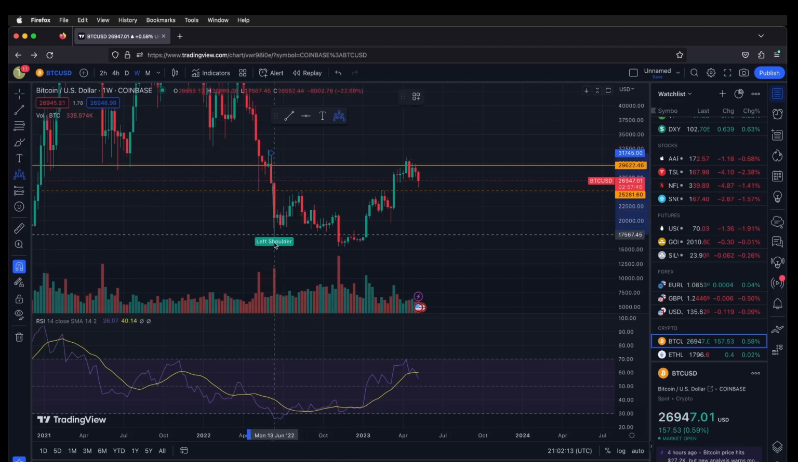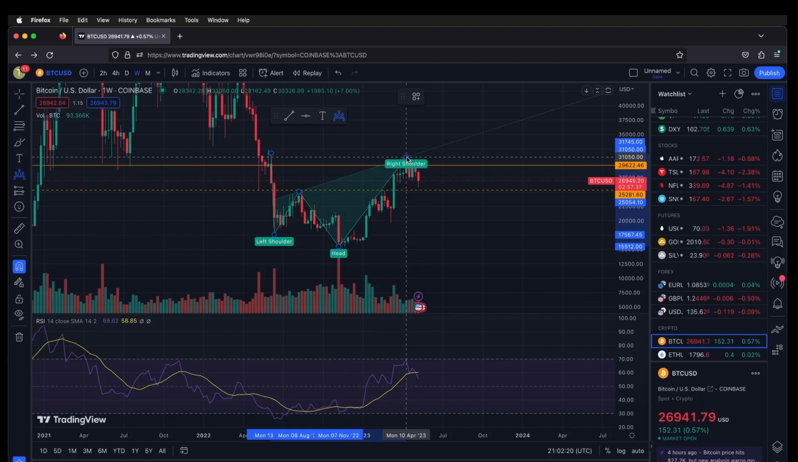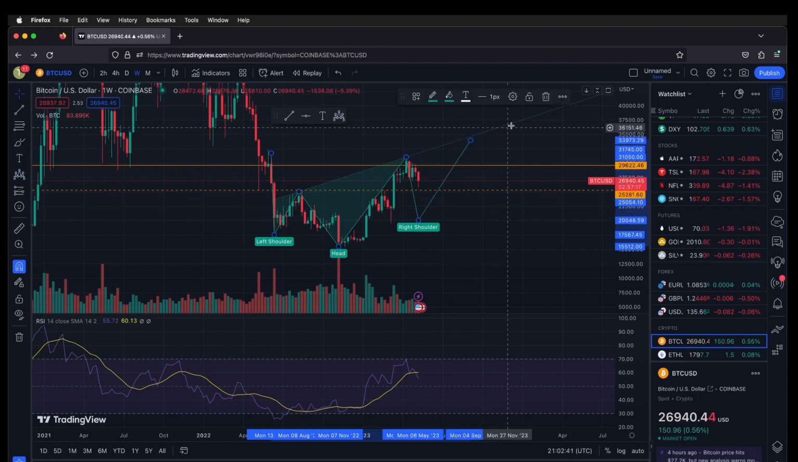So we'll say that this is the left shoulder. That's the left neckline. This is the head. And that's the right shoulder. Well, that's the right neckline. But is this the right shoulder? I don't know. I think this has more to go down. This is the beginning of a head and shoulders, potentially. So this is the weekly chart here.